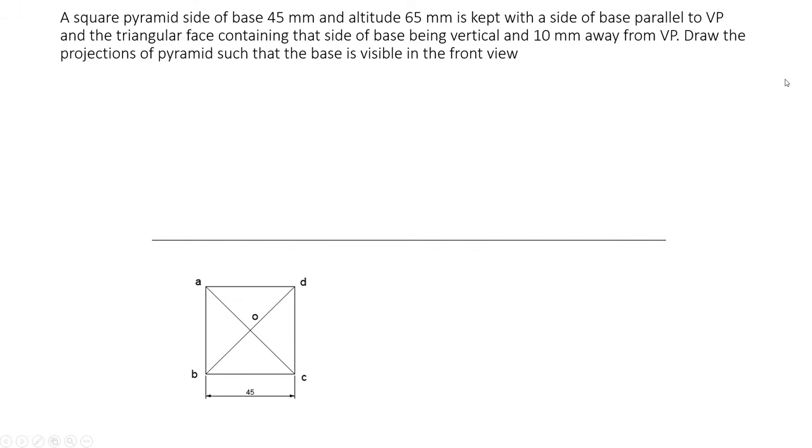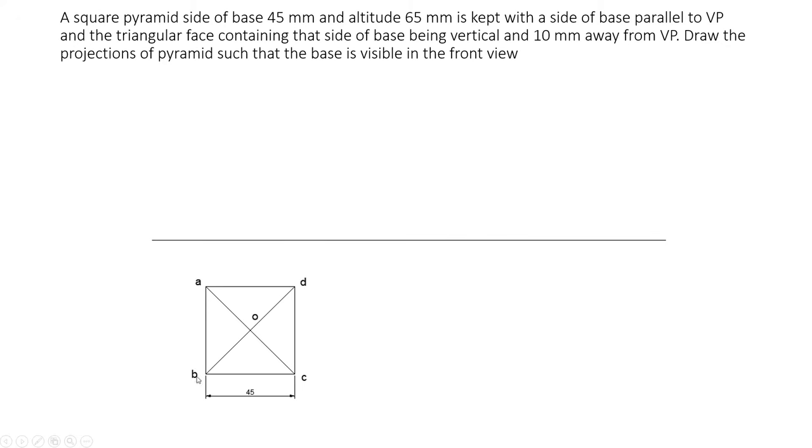Since it's a square pyramid, you want to draw a square in top view. So first you draw a reference line. In this question, the initial position itself should be correct. The base is parallel to the vertical plane, and the triangular face containing that side is vertical, so you start with one base edge perpendicular like this. You draw a vertical line and then complete the square with a base edge of 45 mm, one base edge perpendicular like this.